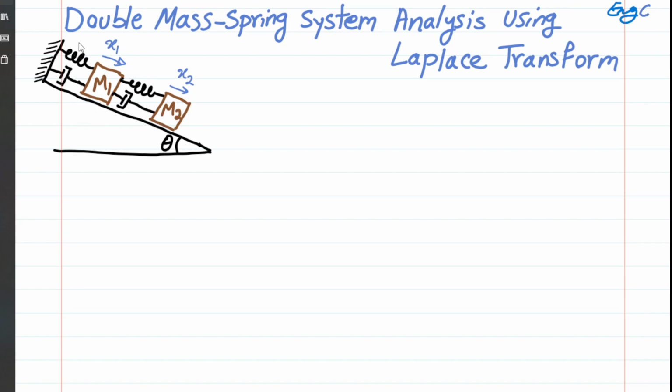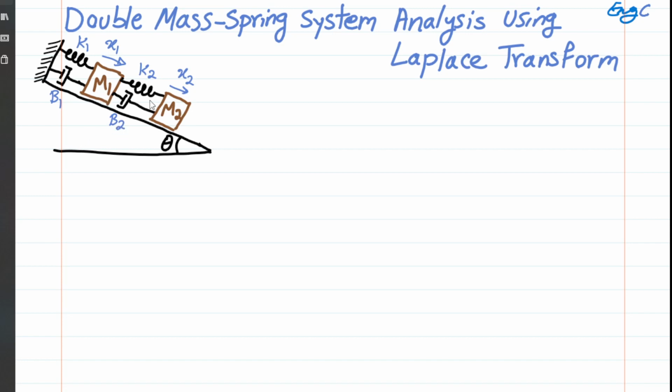And as you can see, we have a spring K1 here, with a spring constant K1, and we have damping coefficient B1 here. We have spring K2 with a spring coefficient K2, and also damper or damping coefficient B2 here as well.